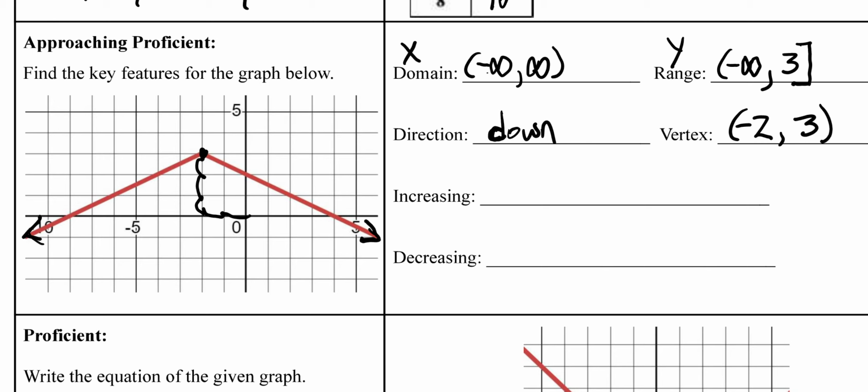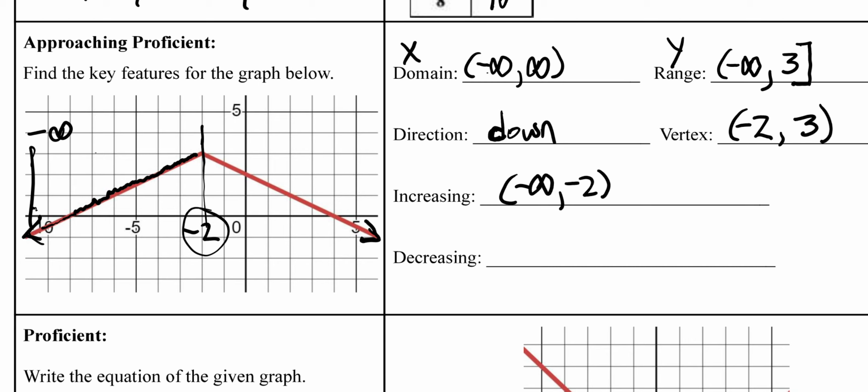Now increasing and decreasing are measured from left to right. So if I'm over here and I'm going from left to right, let's say I'm a little ant or something, walking along here, in addition to going to the right, I am also going up. And it's increasing on this side from negative infinity all the way up until x equals -2. So from negative infinity to -2.